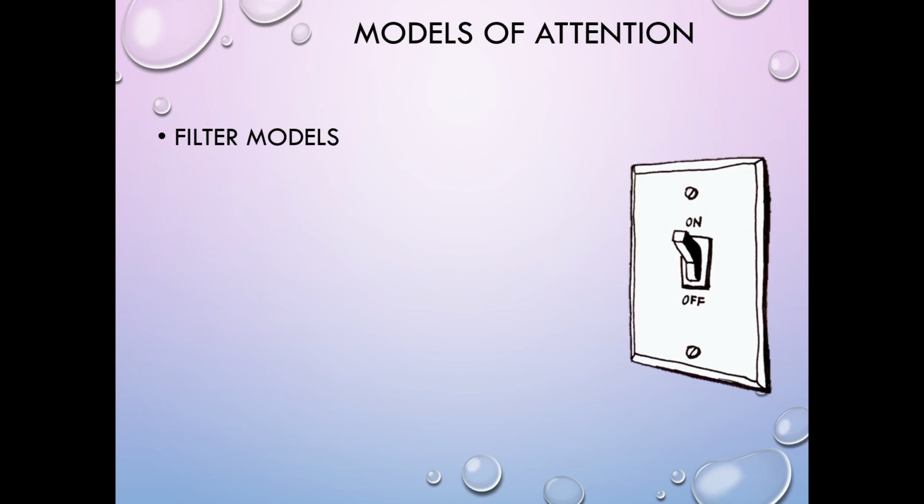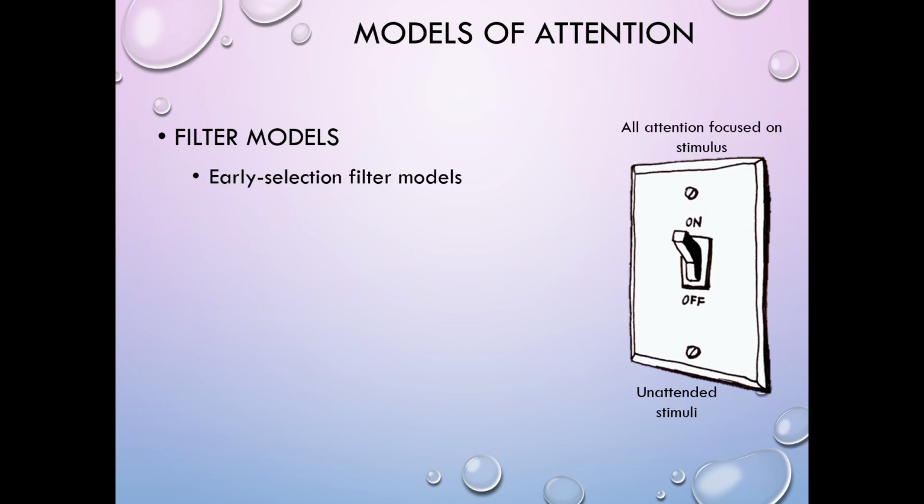There's nothing in the middle. There's no partial attention. It's on or off. So you can kind of think of it as binary, right? 0s and 1s. It's either on or it's off. All the unattended stimuli will be in the off position. All attention is focused on whatever stimulus you have chosen.